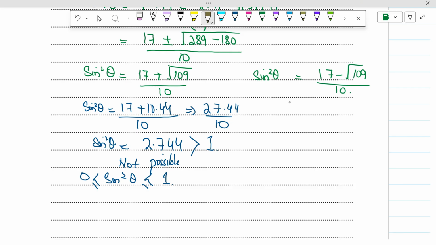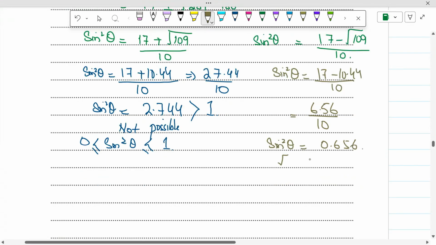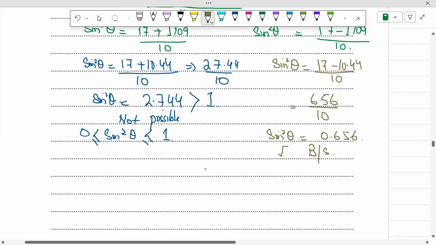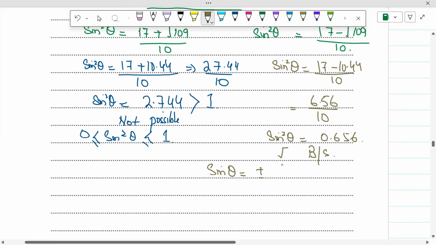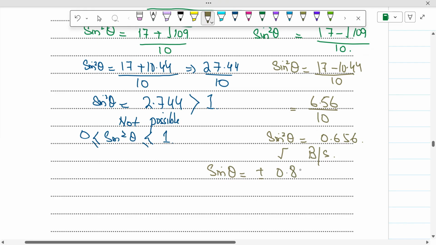So on the other side we have sine square of theta is equal to 17 minus 10.44 over 10, and this one is equal to 6.56 over 10. So sine square of theta is equal to 0.656. Taking the square root of both sides, we will have sine of theta is equal to plus minus 0.81.